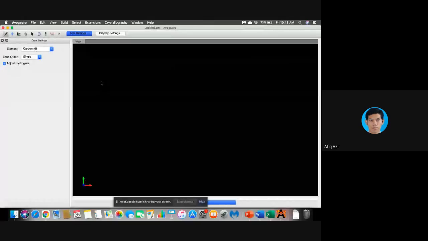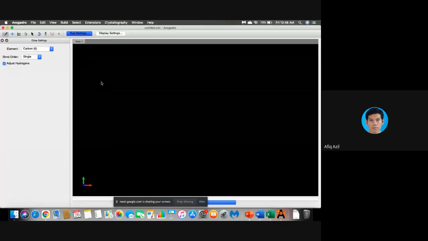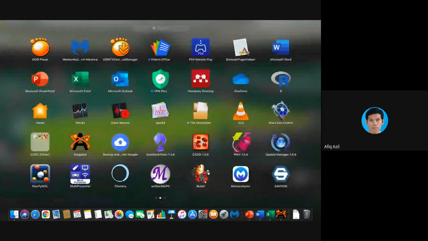So you all have your laptops, right? Maybe after this, you can download this software. It is called Avogadro. The symbol is this one. It's free, so you can just go and Google. In Google, just type Avogadro chemical software.